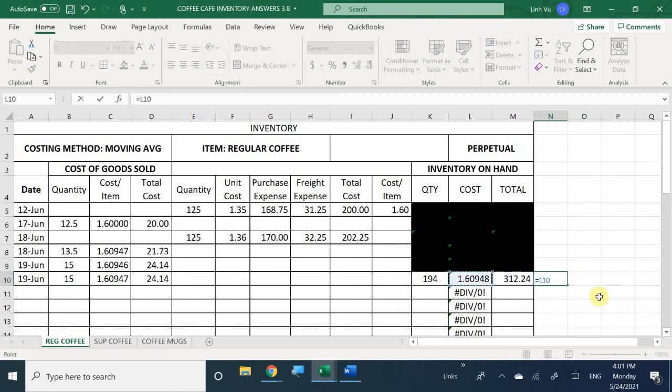194 times 1.60948 equals. Okay, where am I? No, your formula is in the cost per item, not in your total cost. Your formula lies here in the middle.